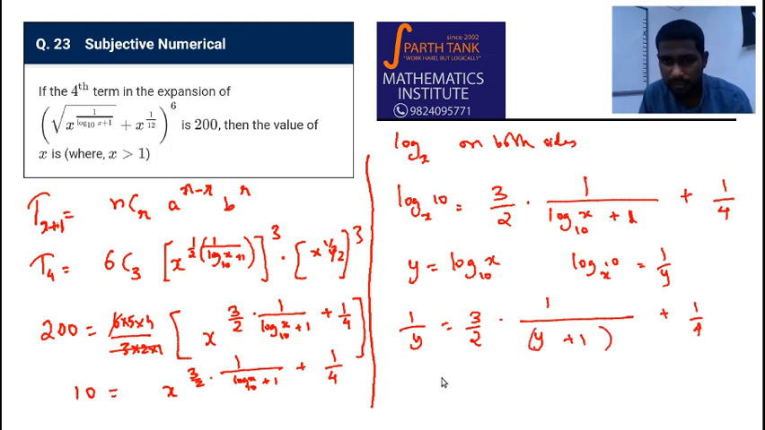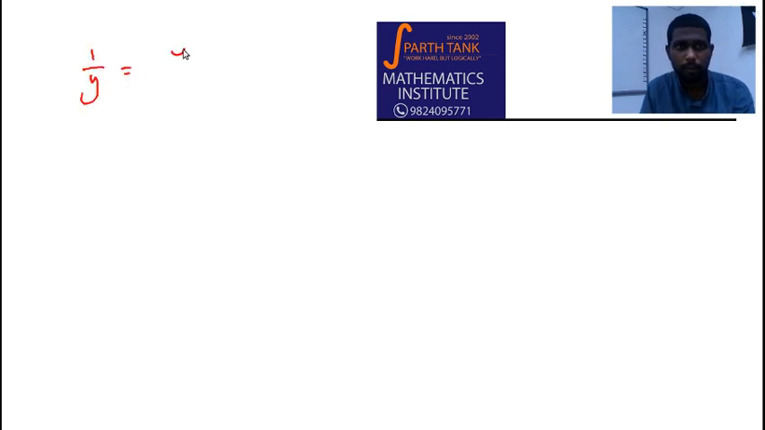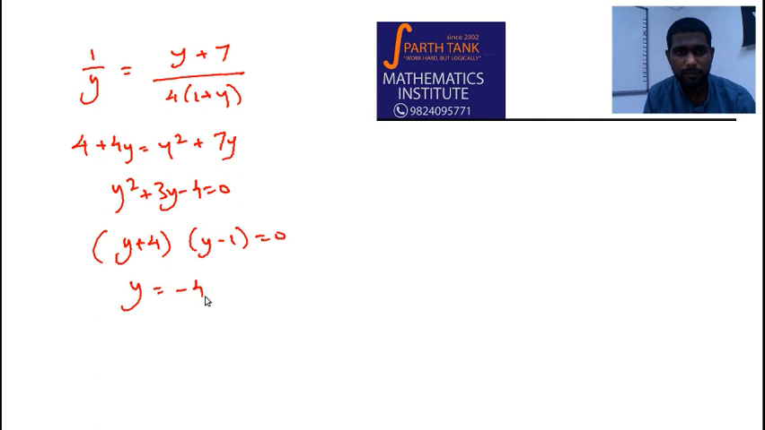So the LCM is 4 into y plus 1. So here I get y plus 1 and here I get another 2, so that is 6. So this equation is y plus 7 by 4 into y plus 1. So 1 by y is y plus 7 by 4 into 1 plus y, or 4 plus 4y is y squared plus 7y, or y squared plus 3y minus 4 is 0, or y minus 1 into y plus 4 is 0, and I get y is minus 4 or y is equal to 1.